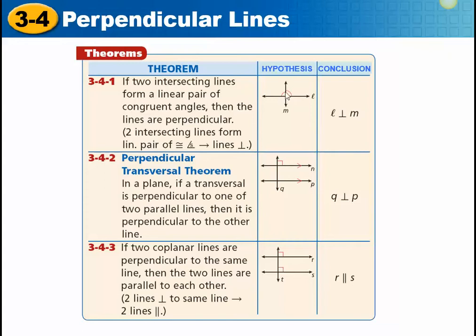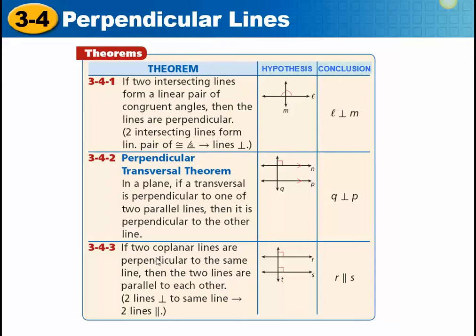Well, if they're also congruent and a linear pair, they must both be 90. So that means you have perpendicular lines. The perpendicular transversal theorem says that if you have a transversal, in this case Q, that is perpendicular to one of the two parallel lines, then it's automatically going to be perpendicular to the other one as well. So if you know it's perpendicular to one of the parallel lines, it'll also be perpendicular to the other one.